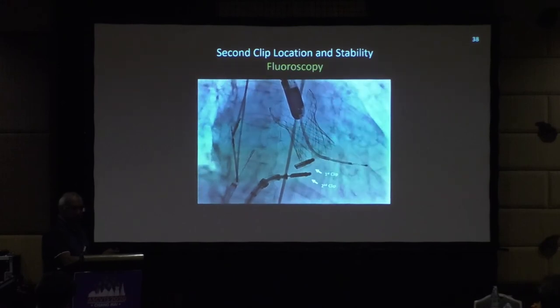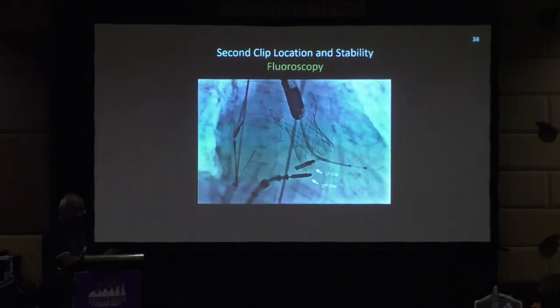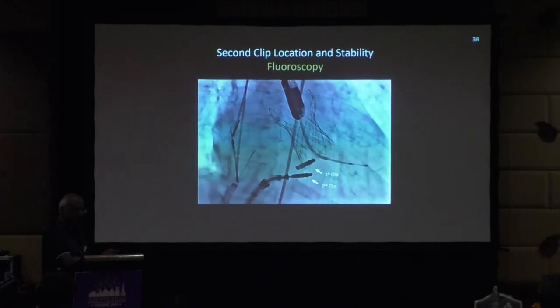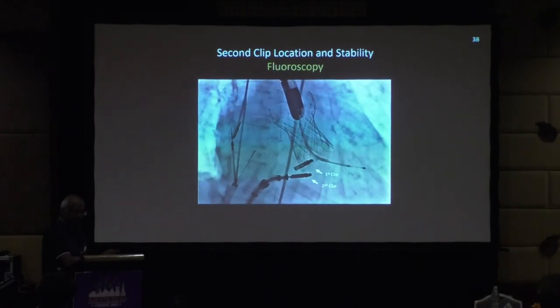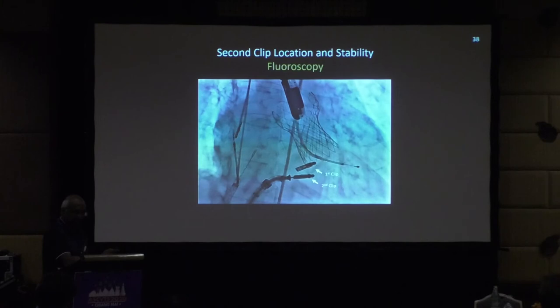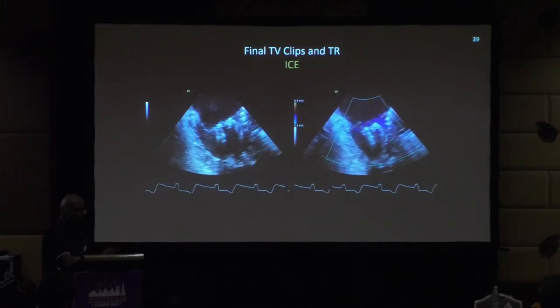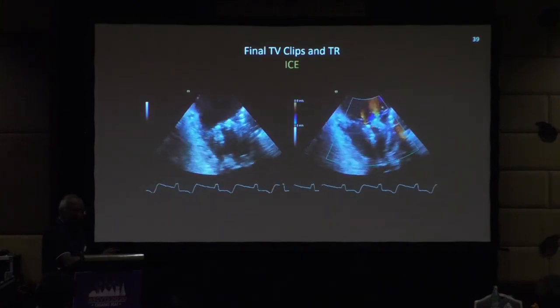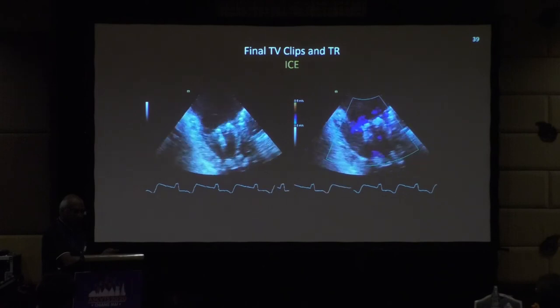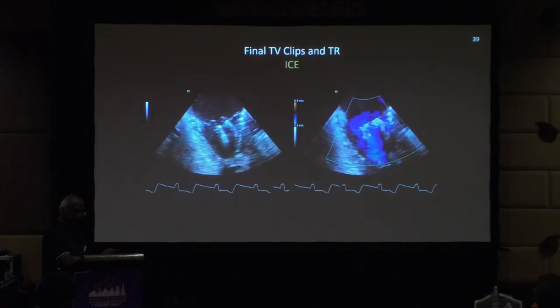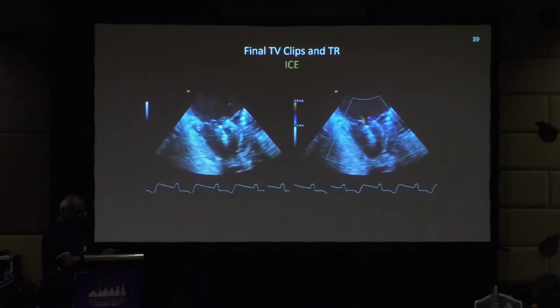And here you can see the two clips. The first clip has slightly more motion than we would want. The second clip seems to be in good location. And you can see also the ICE catheter in the right atrium. And these are the two clips in position now. And you can see the residual TR, both of them in the anteroseptal region.